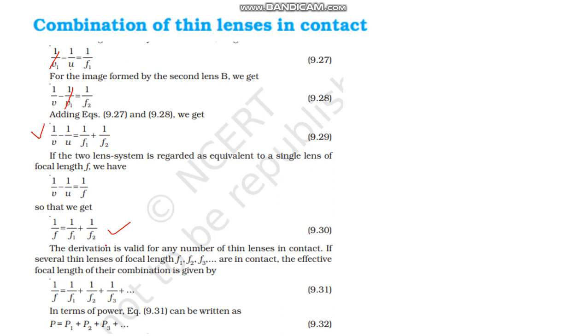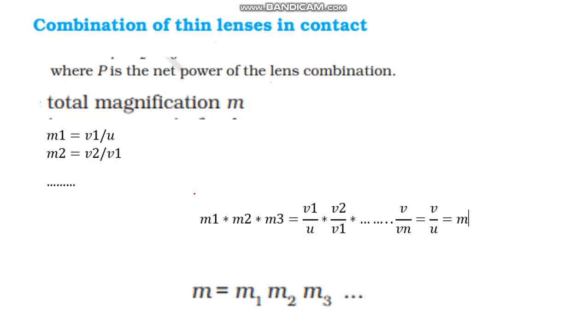If there are n lenses, you have to add all of these, then you get the total power. In terms of P, P is equal to P1 plus P2 plus P3 etc. And for focal length, 1 by f is equal to 1 by f1 plus 1 by f2, and so on. P is called the net power of the lens combination. You can have n lenses, accordingly you have to take them.